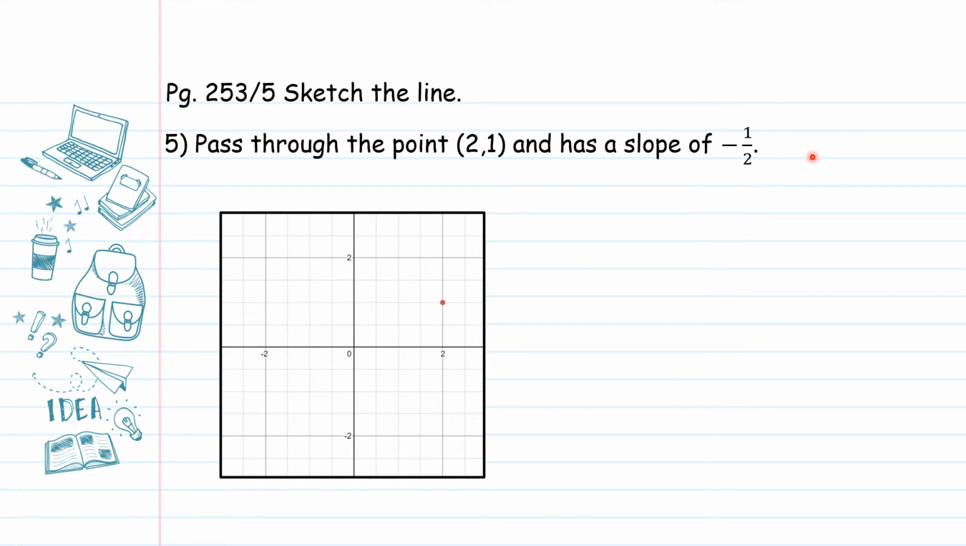So we're going to use our slope, and we're going to use our rise over run method. So we're going to go rise, which will be down 1, and then over 2. That will be our run. So we have a point here.